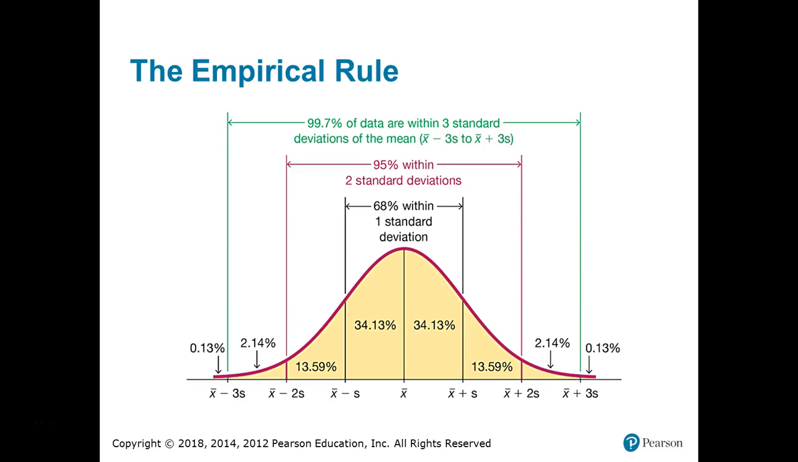Let's show you what that means. So here's our normal distribution right here. Your mean is right in the middle. You find your standard deviation of that sample. So you add that to the mean, gives you this value right here. You subtract that standard deviation from the mean, you get this value right here.